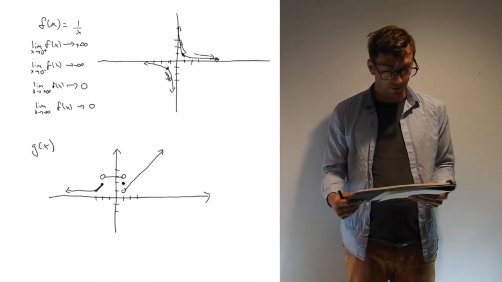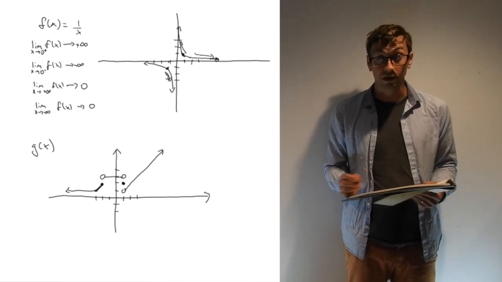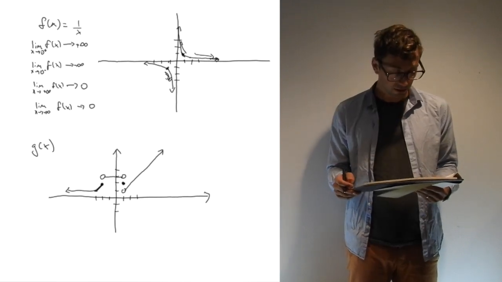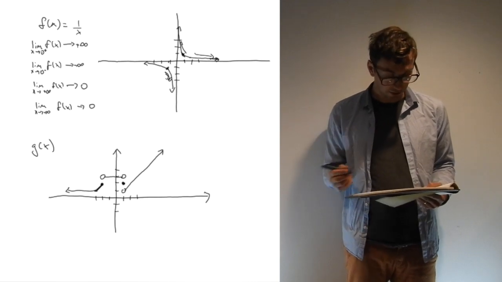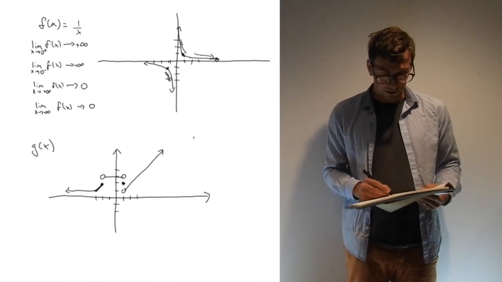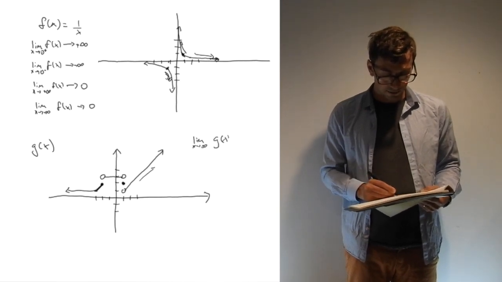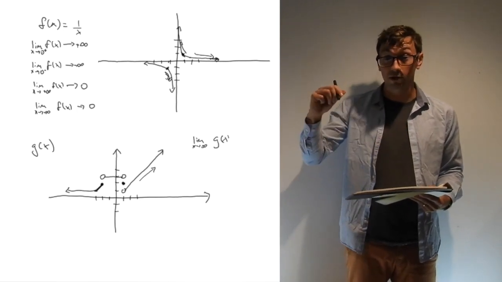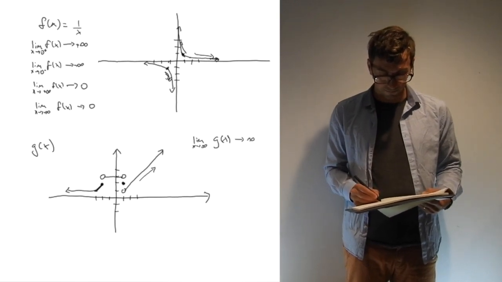So our second example here is g of x. And I've just drawn some interesting function. It's a piecewise function, so it's got different pieces. So we can think about a number of different things here. Maybe the first thing, the limit as x approaches infinity of g of x. So what happens as this one gets bigger and bigger? Well, g of x is going to keep increasing and keep getting bigger. So this will approach infinity.